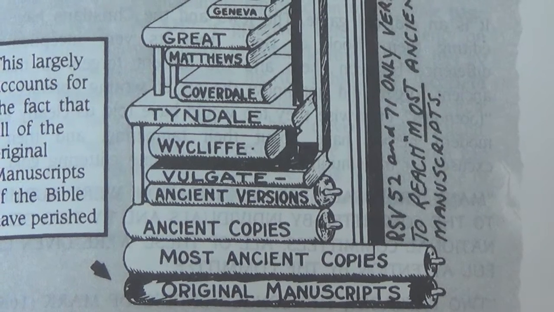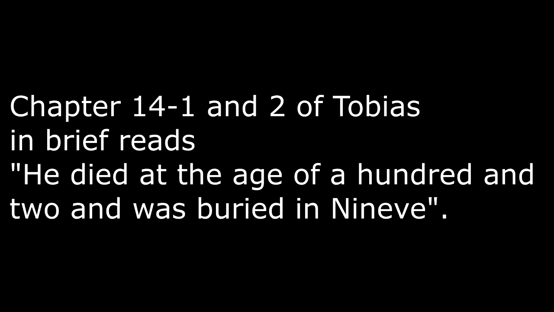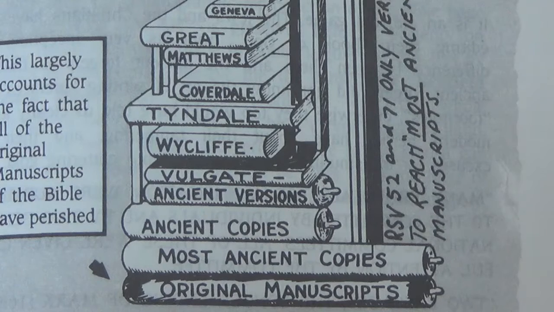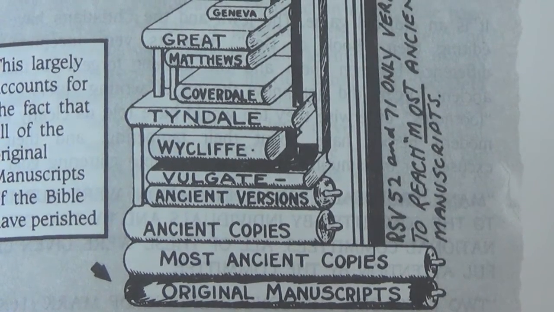Here is an example. Chapter 14, 1 and 2, Tobias in brief reads like this, that he died at the age of 102 and was buried in Nineveh. While chapter 14, 1 and 2 of Tobit in brief reads like this, that he died at the age of 112 and was buried in Nineveh. In some Bibles, the Book of Tobit/Tobias is not to be found in the canon.